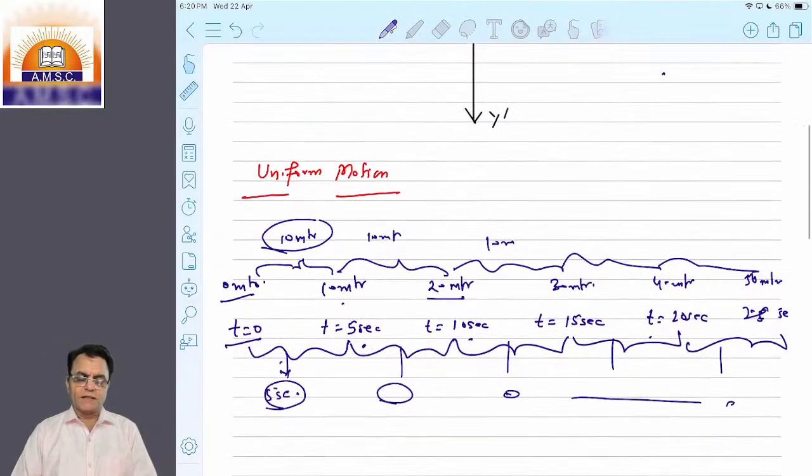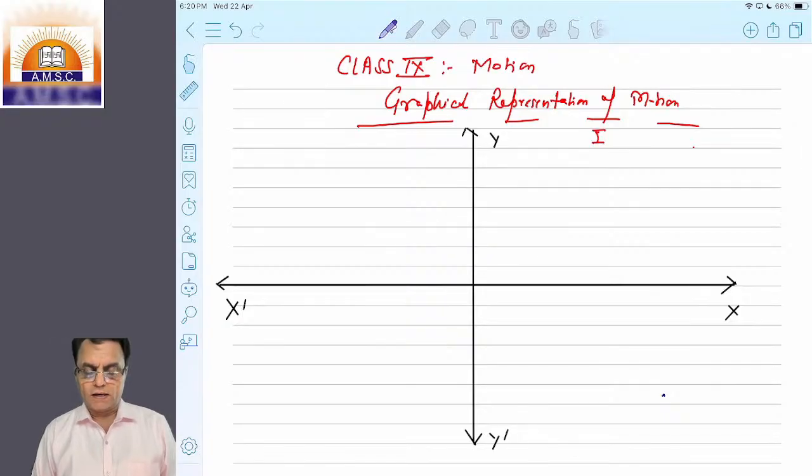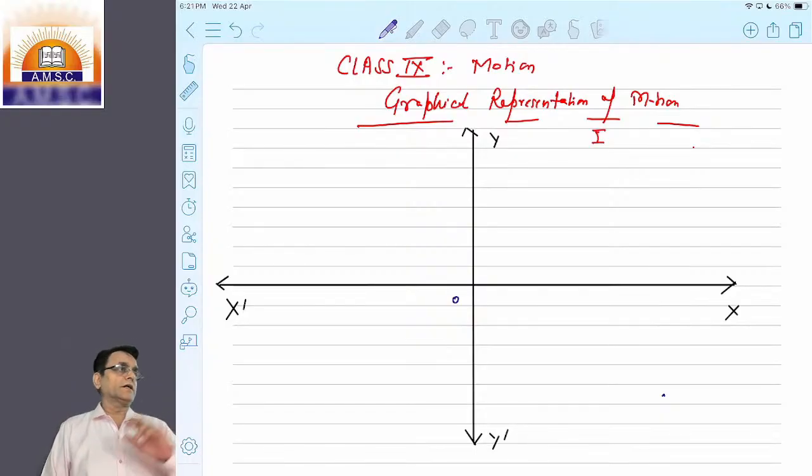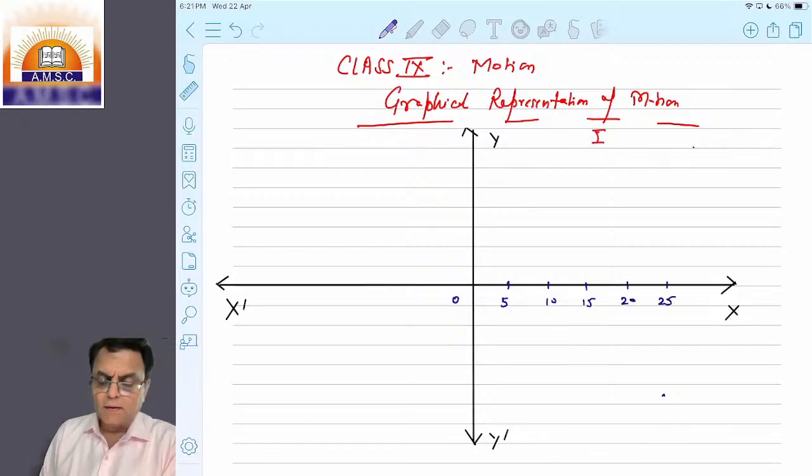Now let's represent the entire data on the graph sheet by considering the first quadrant. In the first quadrant, see this x-axis. Forget about the second, third, and the fourth quadrant. I'm concerned right now with the first quadrant itself. This value is 5, this is 10, this is 15, this is 20, this is 25.